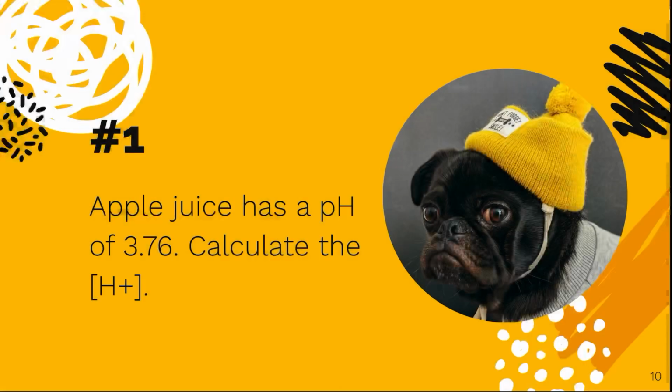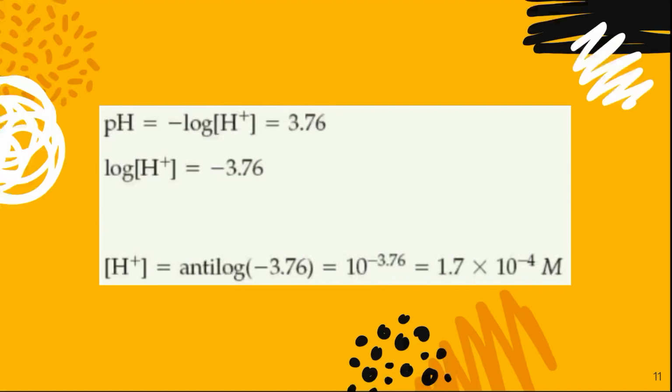So now we're going to go over some questions for pH and pOH calculations. So question number 1, apple juice has a pH of 3.76. Calculate the concentration of H+ ions. So notice that I said H+ ions, but it could also be H3O+ because it's going to be the same in an aqueous solution. So feel free to pause the video and work that out, but here's the solution to that problem.